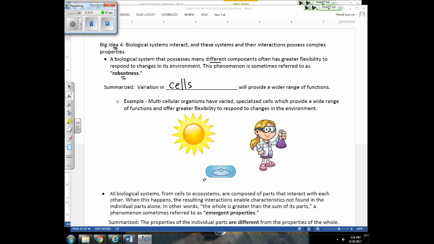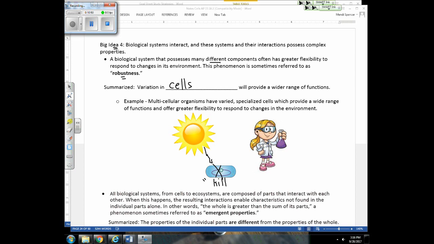So let's think about this. Let's say that you walk out into the sun and you have bacteria on your skin because you are covered in bacteria. Now, if you stay outside long enough, then this sun is going to kill a large amount of bacteria cells that are on your skin.